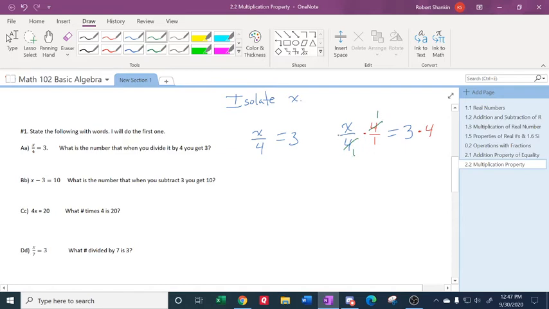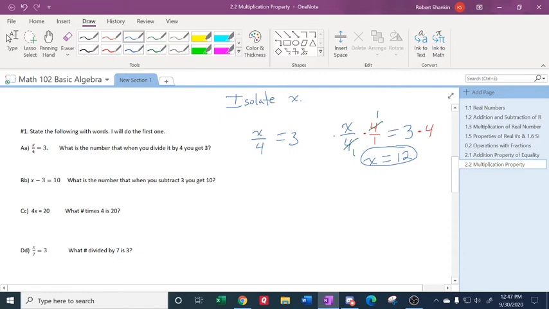And so what we're left with then is x equals 12. Now that's the answer that we knew we were going to get, as you're looking at it, but we're getting used to this process.